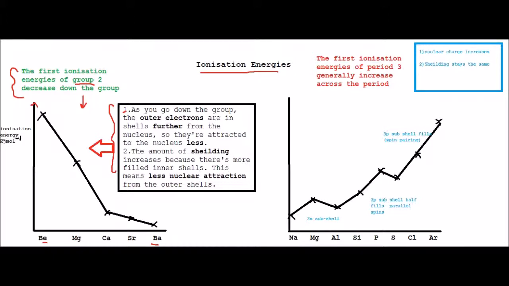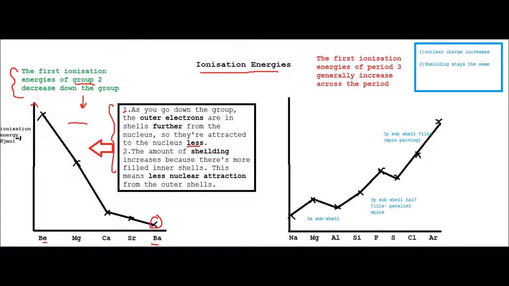So number one, as you go down the group, the outer electrons are in shells further from the nucleus, so they're attracted to the nucleus less. This we did in our last video about ionisation energies, and this was atomic radius. The atomic radius is getting bigger, and thus the outer electrons are less attracted. When it gets to here, the atomic radius is quite large compared to Be over here, and thus you can pull them off quite easily, and that means a low ionisation energy.